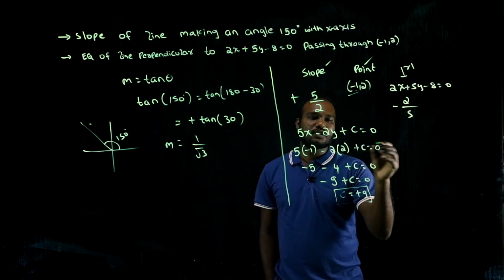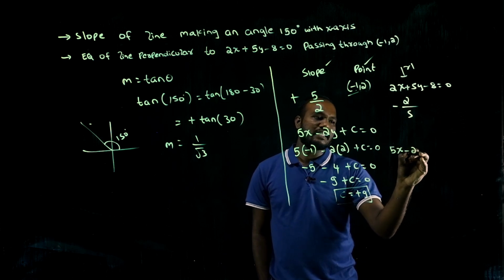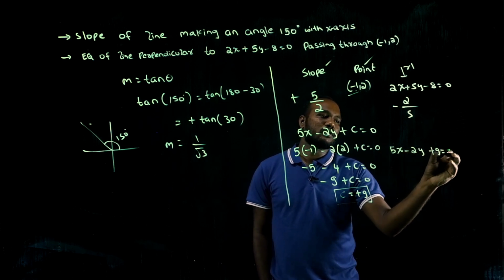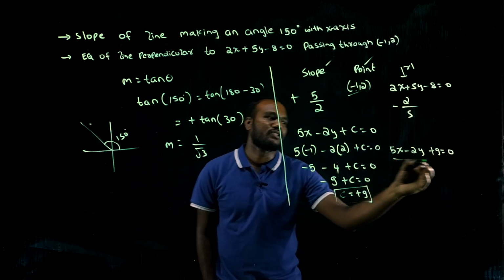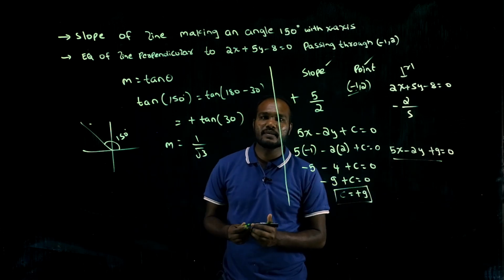So just let's take the equation. So 5x minus 2y plus 9 equal to 0. This is a line equation. Is that good? Yes, comfortable?